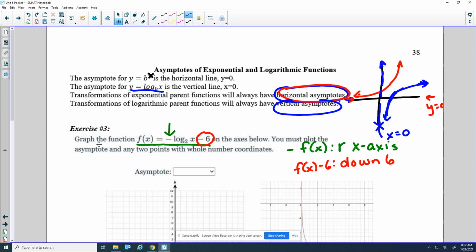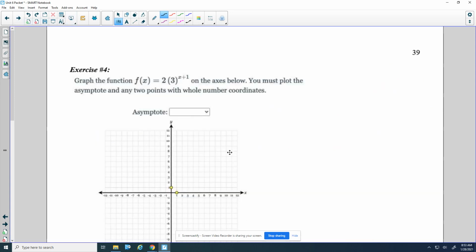So I should have mentioned before I did the transformations in the log graph that the parent function was log base 2 of x. That's our parent function. So when we identify the parent function, it's important to know what that is so we can know how it changed. So over here with this exponential graph, my parent function is y equals 3 to the x, b to the x, in this case, b is 3.